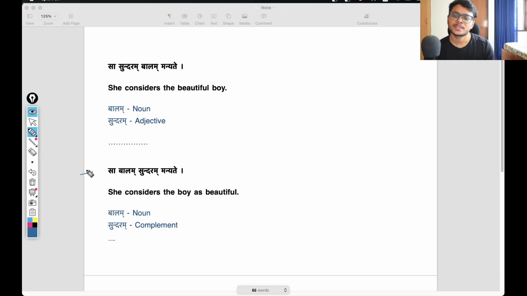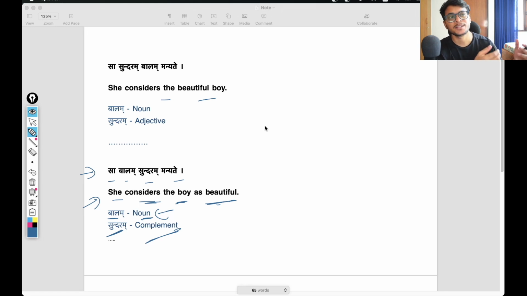Now you see this statement. Sa balam sundaram manyate. And the translation is, sa manyate, she considers the boy as beautiful. Okay, sa balam sundaram manyate. So here this balam again is the noun of course, but this sundaram is the complement. It is like a complement to this noun. Okay, it is not an adjective to this noun. Because reading both the statements, you can clearly see how different their meaning is. She considers the beautiful boy. Okay, that beautiful boy, maybe he made some point, he made some statement, he said something, and she considers that.